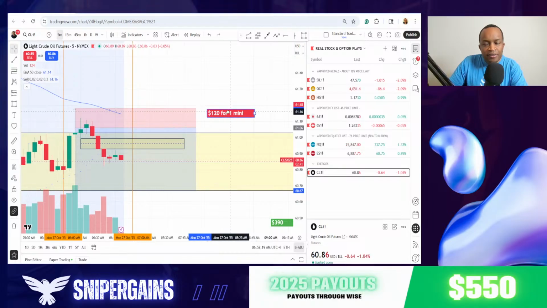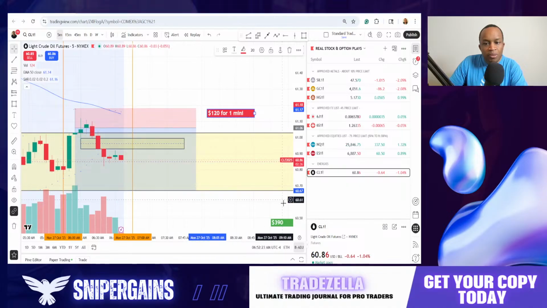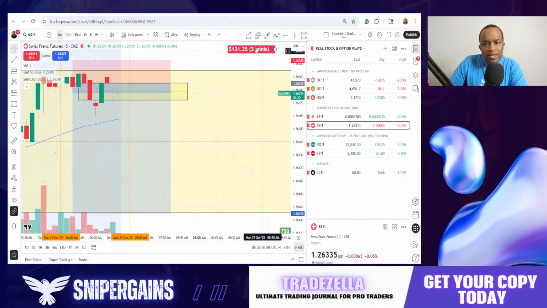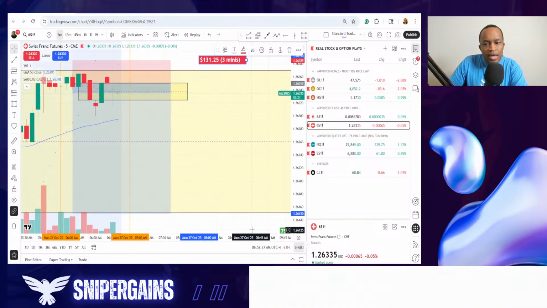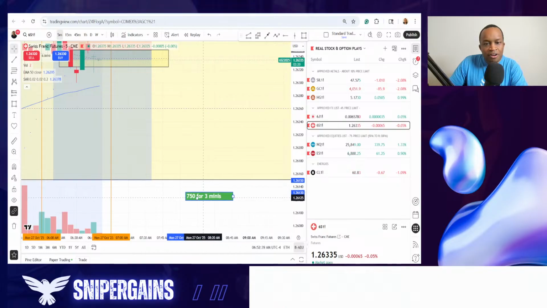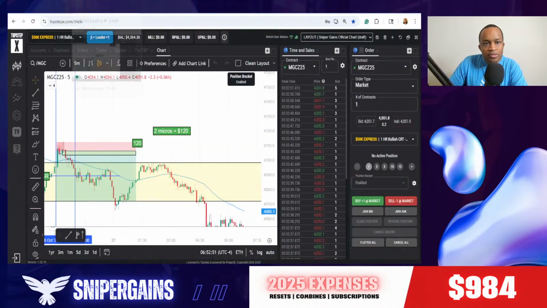So I'm estimating before fees, if I set it like this, I'll be spending 120 bucks. And if it hits here, it'll be 390 on crude oil. And for the Swiss franc, I'm going to be putting 3 minis if it gives me an opportunity to enter. And for that, I will be able to get $750. So I'm going to see which one is valid in about literally a few minutes. So let me just jump into the charts. I'm going to be eyeing both.